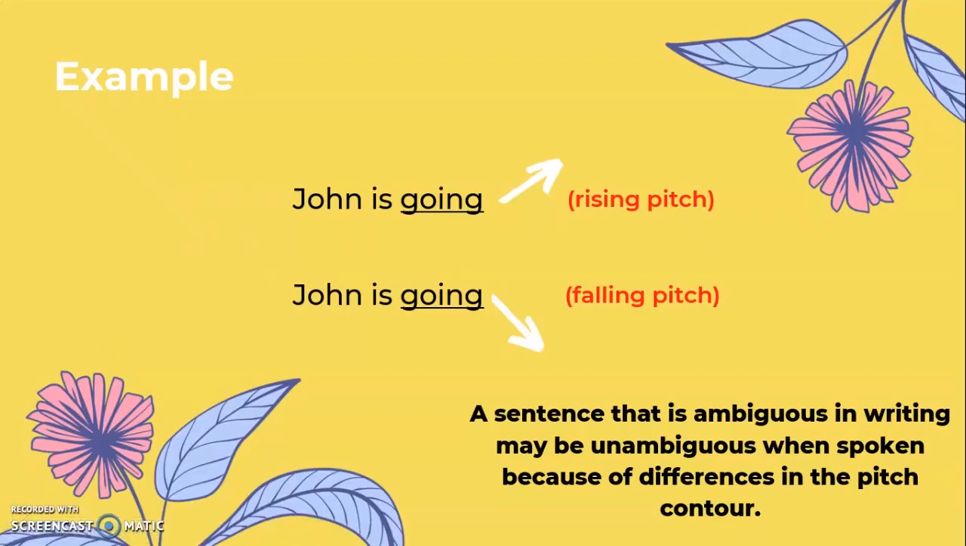For the example, as you can see, there are two same sentences, but if we say "John is going" with a rising pitch at the end, it may be interpreted as a question. And if we say "John is going" with a falling pitch at the end, it is a statement. A sentence that is ambiguous in writing may be ambiguous when spoken because of differences in the pitch contour.